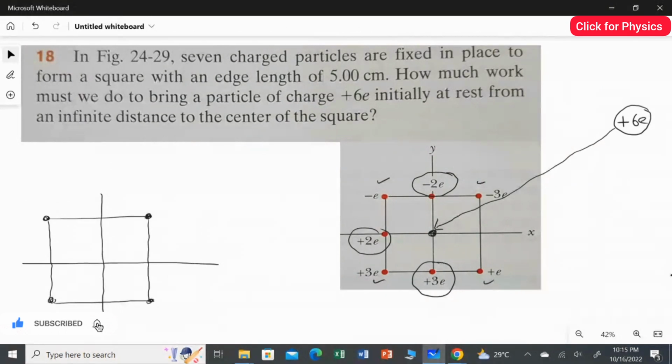Why? Because already we have 7 charges here. So if you want to bring that 6e charge from infinity to the center of the square, you must do some work. So that value we are going to find here.